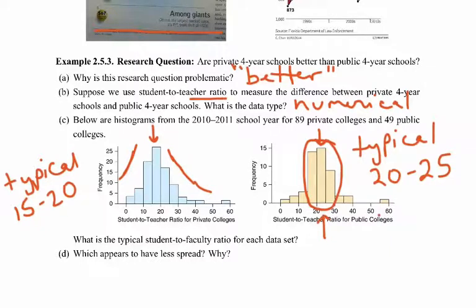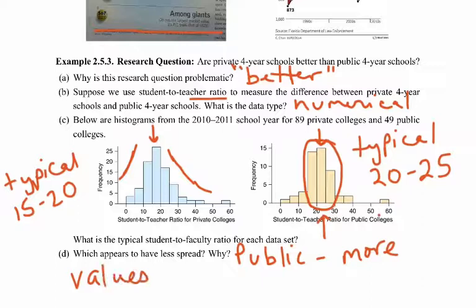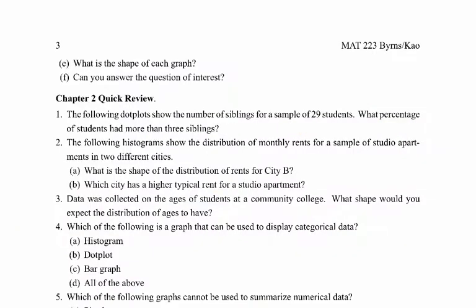So I would say less spread is going to be at the public school rather than the private. So the public has less spread, and the reason we can say is that there are more values clustered closer to the center area. So because we have more values further away from the center in the private schools, that means they have a larger spread. The next question says, what is the shape for each graph?